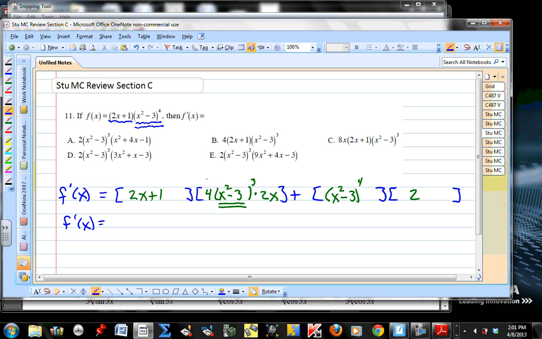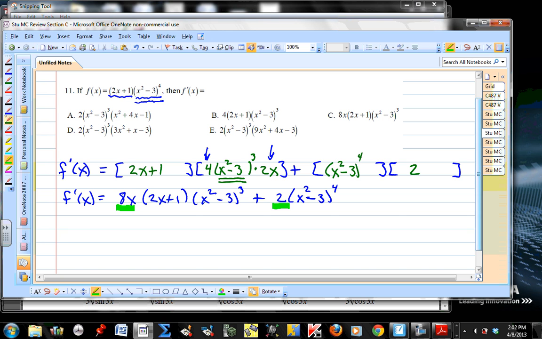We've got 4 times 2x. We can call this 8x times the quantity 2x plus 1 times the quantity x squared minus 3, quantity cubed, plus we can pull this constant out in front, 2 times the quantity x squared minus 3 to the fourth power. Now we need to look for common factors. We have even numbers, and so we can factor out a 2.